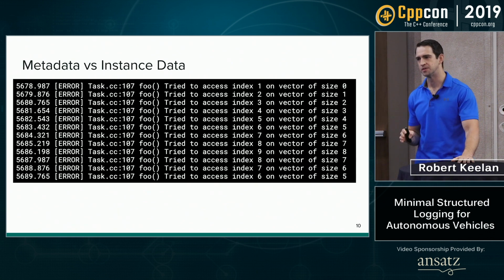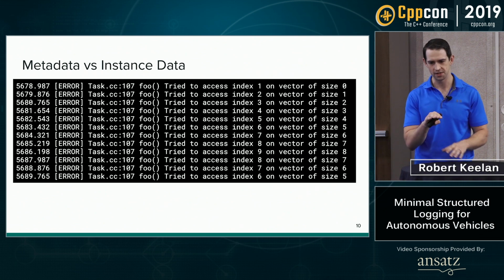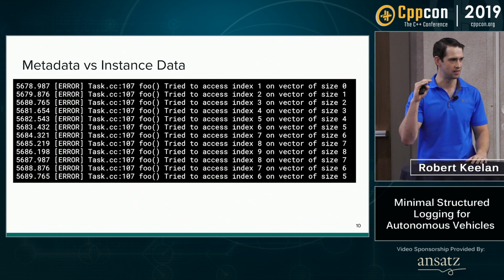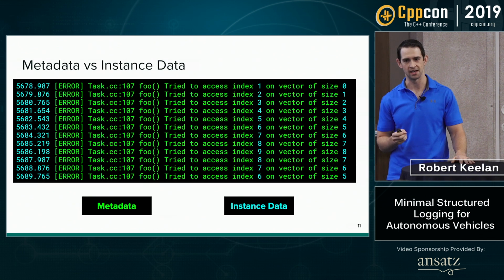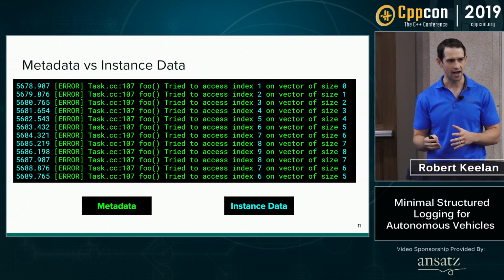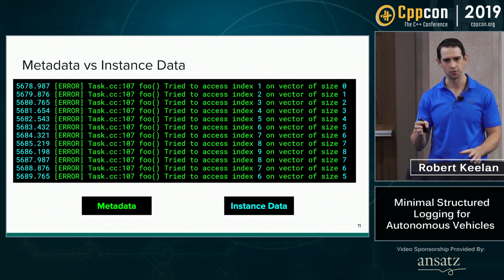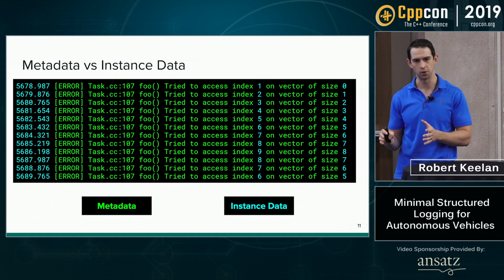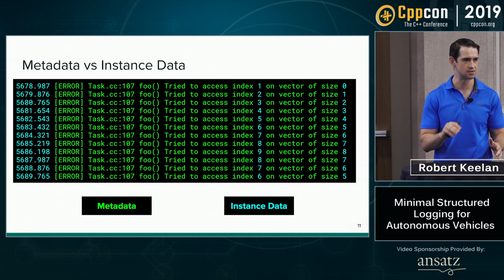So one important optimization that I wanted to talk through about debug logs is the idea of metadata and instance data. Here's the same debug log statement, "tried to access index on vector of size." This is what it would look like if I logged it over and over again. What you might notice is that a lot of the data here is shared between each instance of this debug log message. The only things that actually change every time you log it are things like the timestamp and the replacement fields, index and size. Everything else is shared. So I'm going to call all of the things in blue instance data, the things that can change, and all of the things in green metadata, or the things that are shared between each instance of a debug log message.